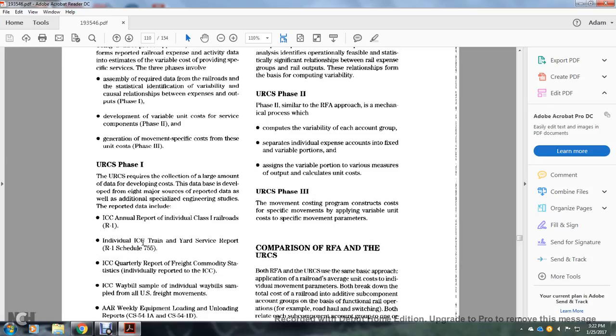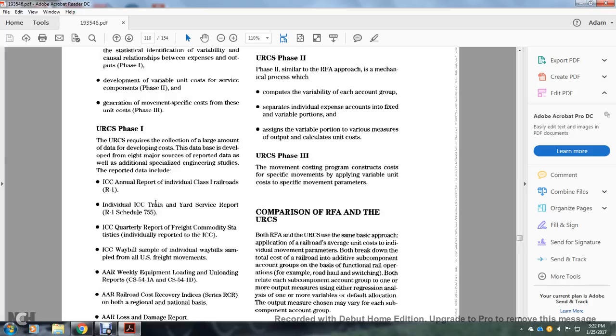The Uniform Rail Costing System, Phase 1. The system requires collection of a large amount of data, and the database is developed from 8 major sources of reported data, plus additional and specialized engineering studies. The reported data included the Interstate Commerce Commission Annual Report of individual Class 1 railroads, the individual Interstate Commerce Commission Train and Yard Service Report, the Quarterly Report of Freight Commodity Statistics, and the Interstate Commerce Commission Waybills, sampled individually from all U.S. freight carload movements.